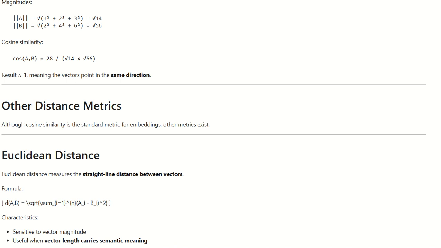We have other distance metrics, although cosine similarity is the standard metric for embeddings. Other metrics also exist, and we can discuss them in the next video.